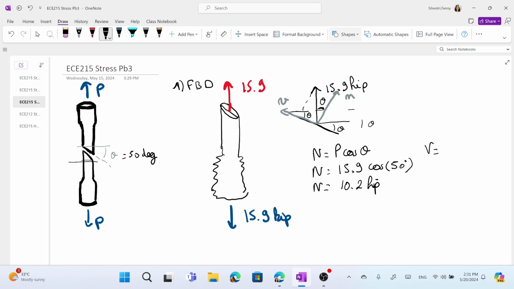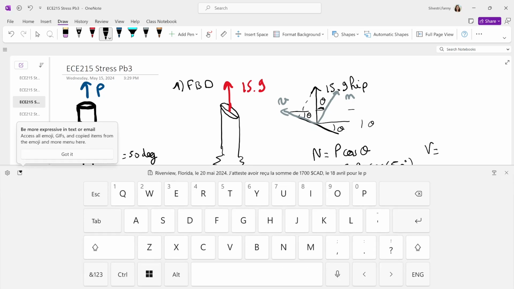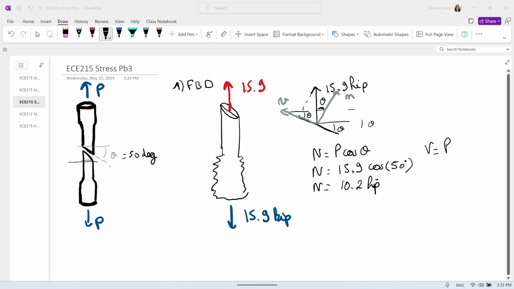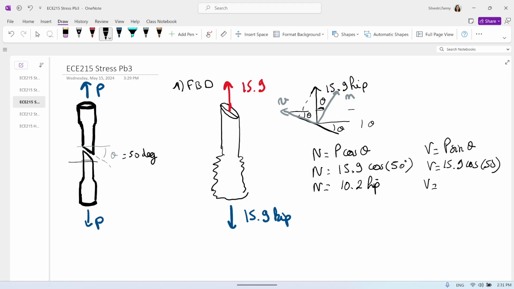if we look at this triangle, that will be the opposite angle. So that will be P sine theta. So V equals 15.9 cosine 50, and you get your V equals 12.2. Oh, sine. Sorry, sine. Right, too fast. Sine. Don't change the cosine and the sine. 12.2 kilopounds.